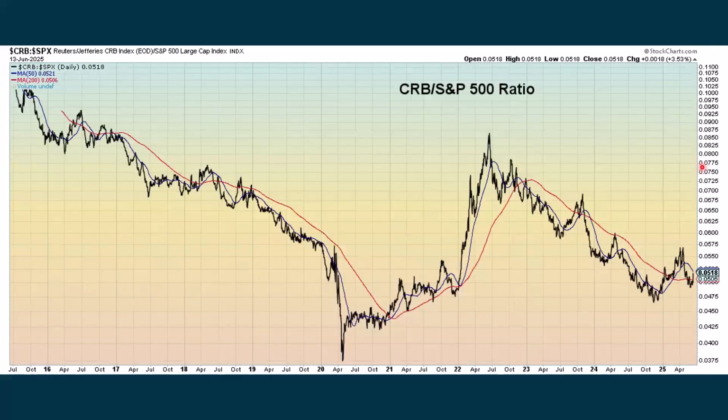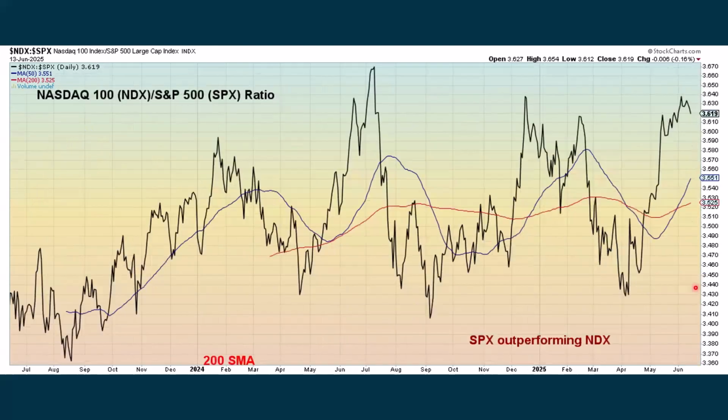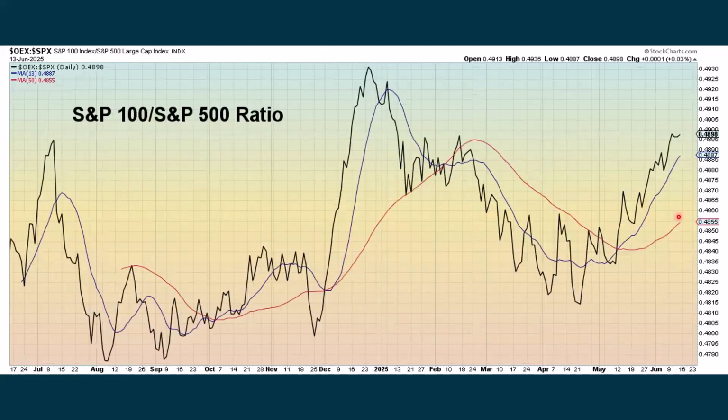This is that same ratio, but flipped upside down, showing how commodities have been underperforming, but did spike up on Friday. And we look at the NASDAQ 100, which is growth, compared to the S&P 500, which is growth and value. And this is more positive when we see the ratio going up. And we're in an uptrend here. So that's more positive for the market.